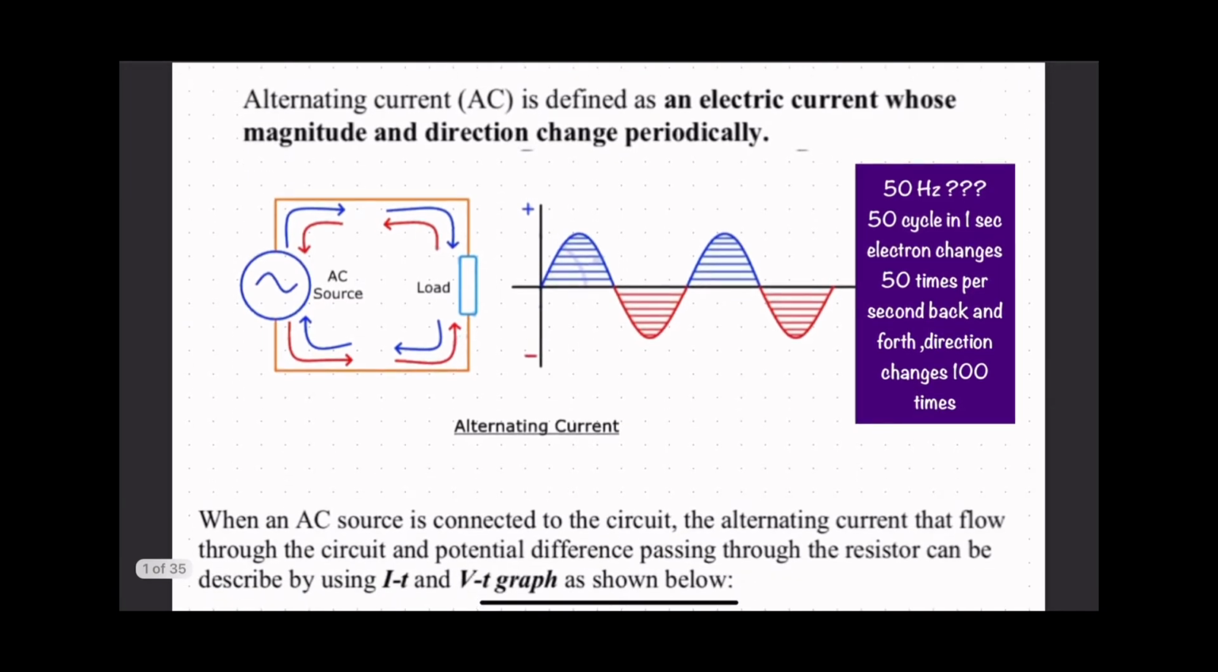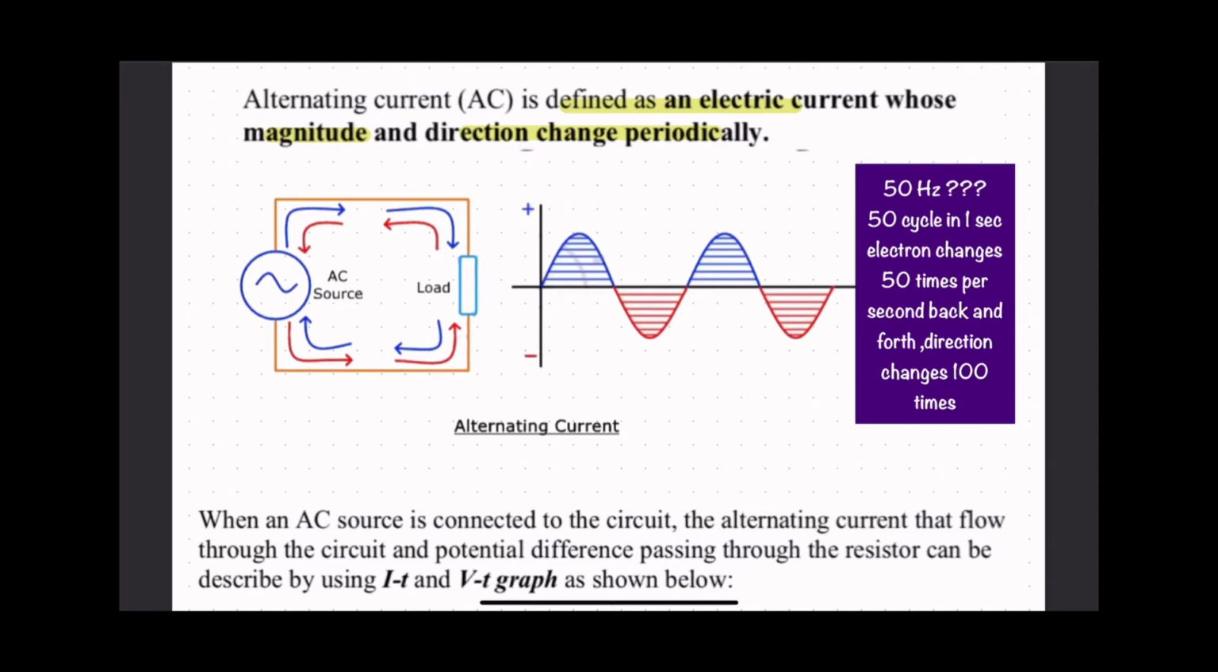So what is alternating current? It's defined as an electric current whose magnitude and direction change predictably. So, here we have AC source and the load here. And then you can see that the blue arrow is the half cycle of the electron move, and the red one is another half cycle of the electron move. Means that the electron move in two directions. Or we can say the current flows in two directions. Positive direction and then negative direction to complete one cycle.